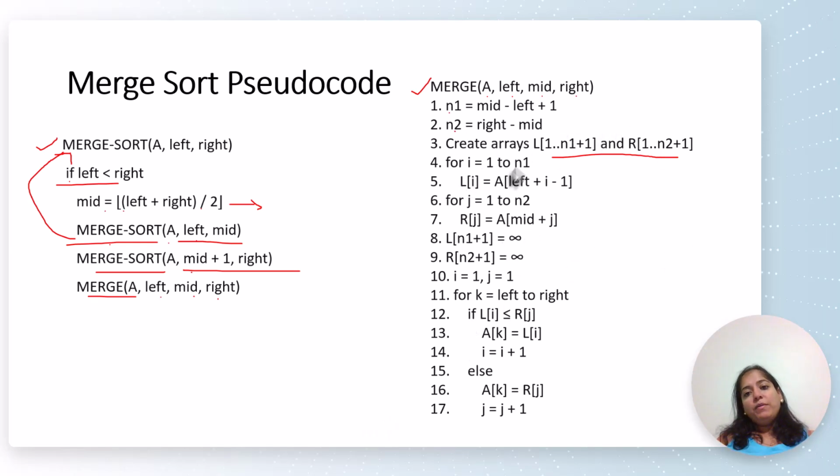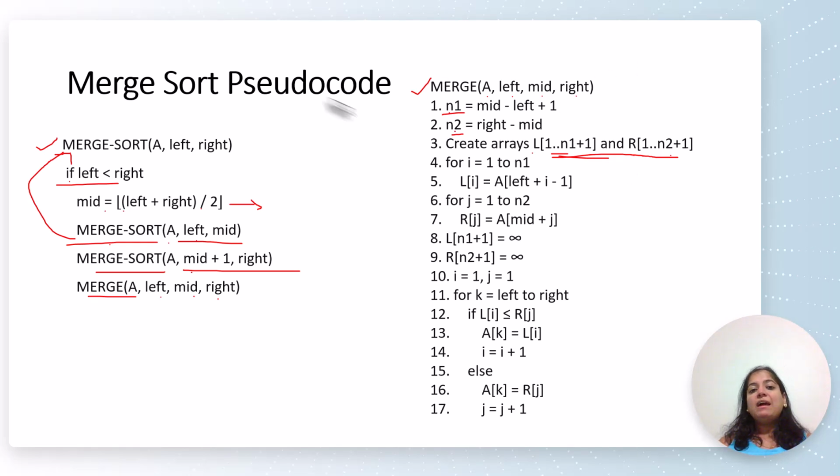So what we do in the merge process, basically, we take two arrays. We create two arrays, L and R. N1 is the number of elements in the left subarray, and N2 is the number of elements in the right subarray. So we create two arrays, L and R. The size is N1 plus 1 and N2 plus 1, right? So we are creating two arrays, left and right.